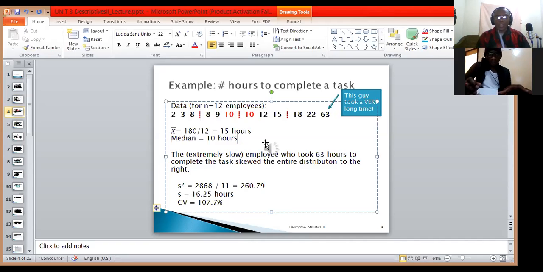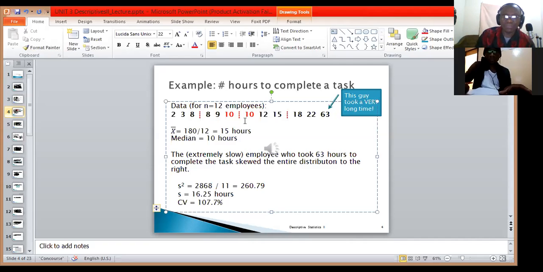When you look at this, you agree with me that your median is lower than your mean. Meaning much of this data's value is on the right. So higher values are on our right.